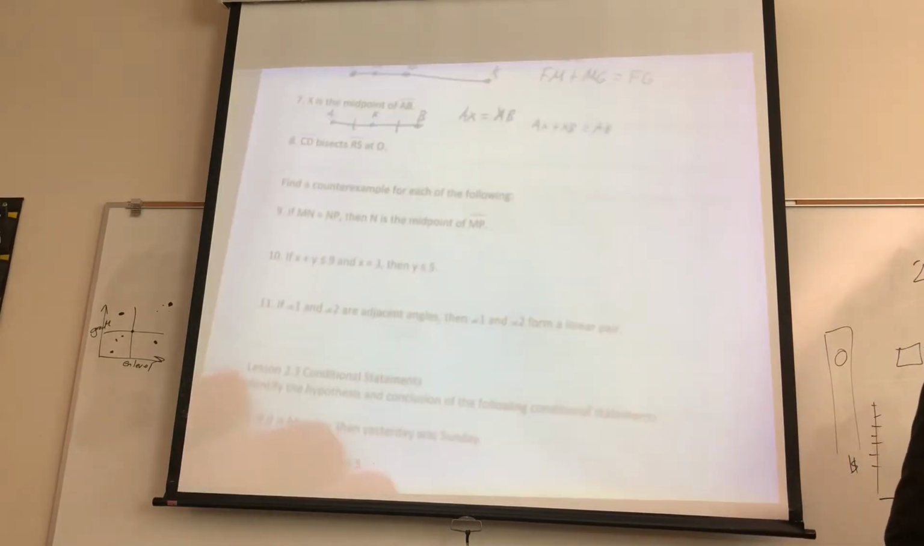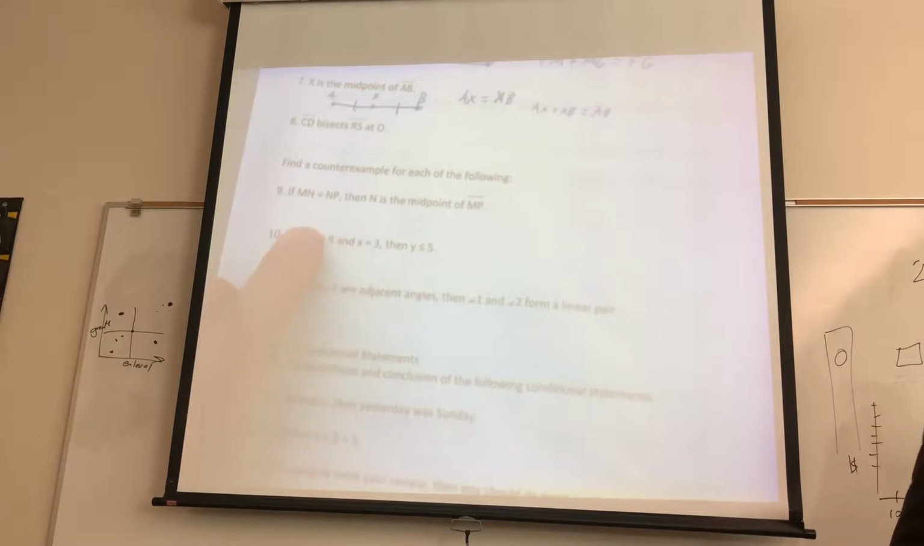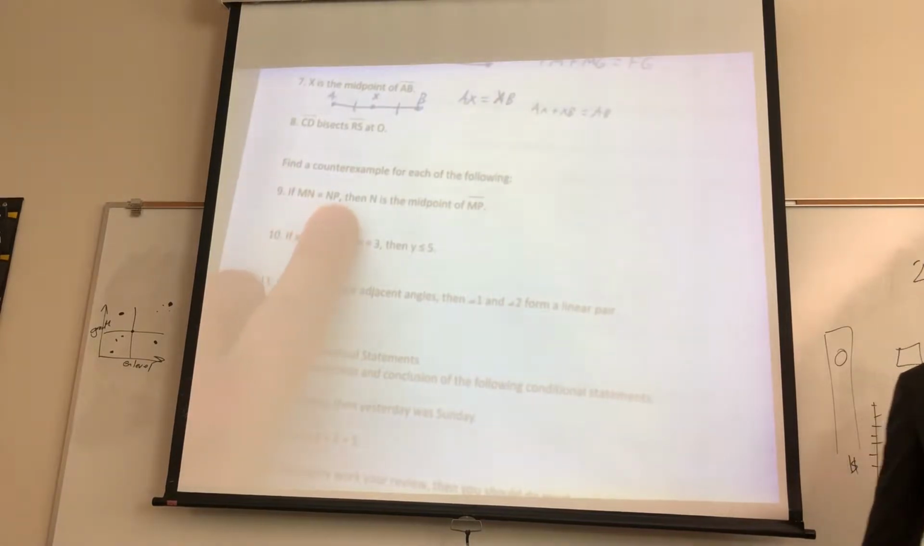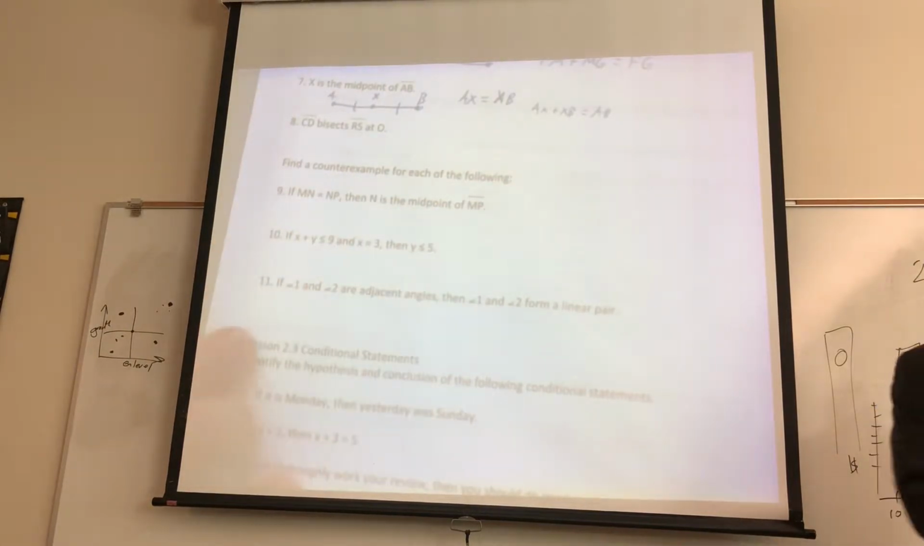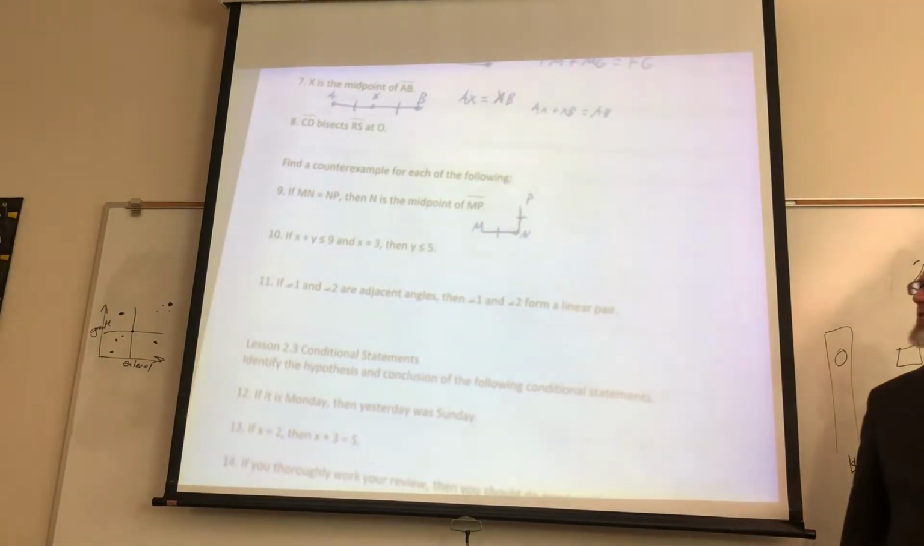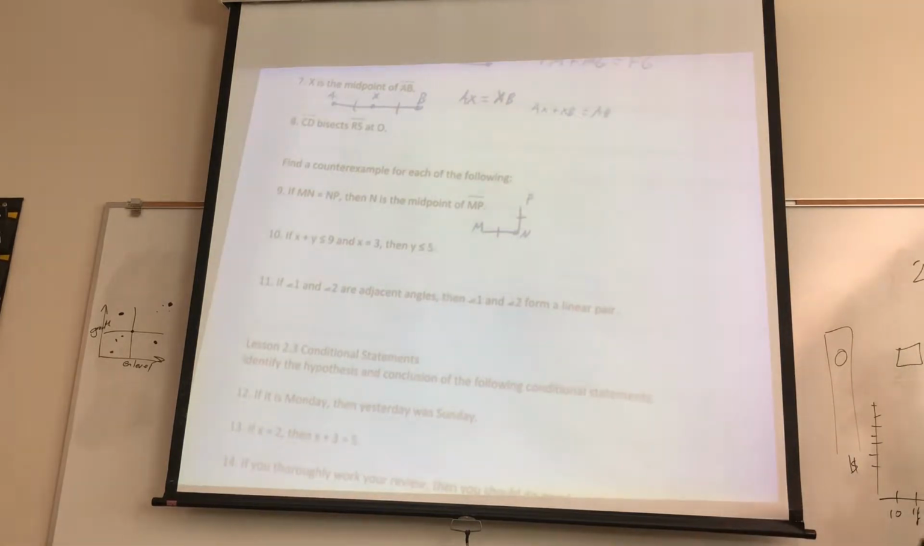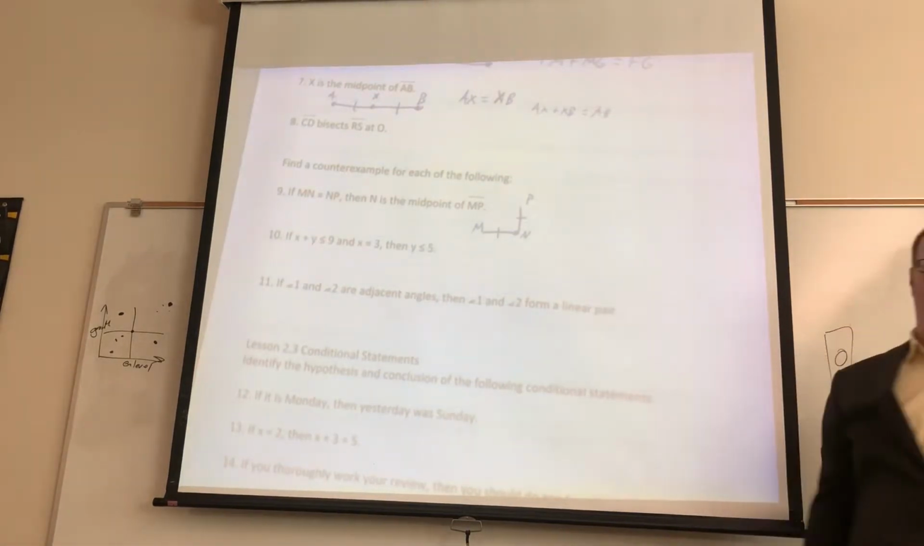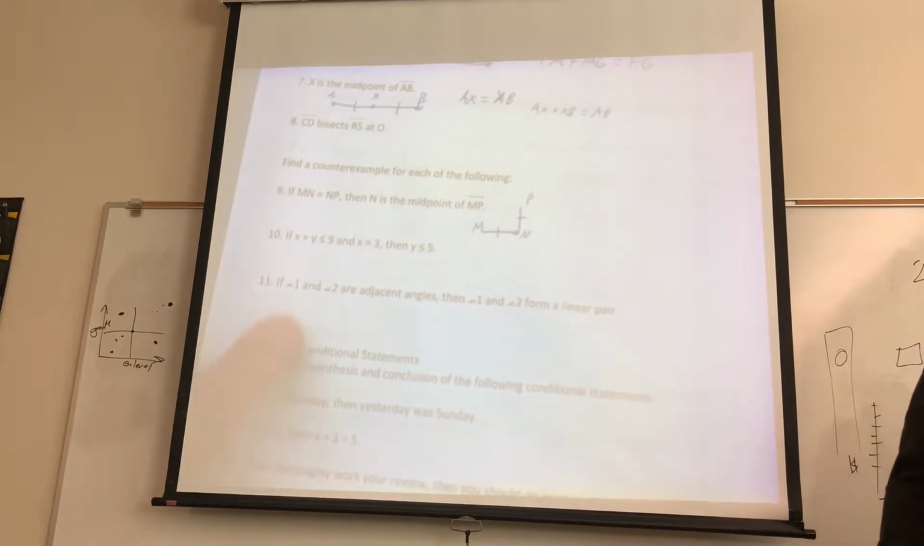Counterexample for this one: if MN equals NP, then N is the midpoint of MP. This is one that we had on an assignment. We could have M here, N here, and P up here, and these can be the same distance, but N is not the midpoint. It is not halfway between M and P. That wouldn't be a straight line there.